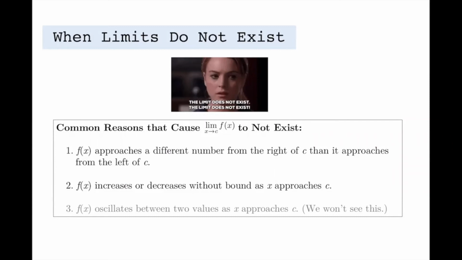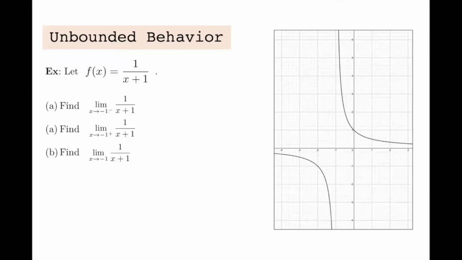The second reason that we have a limit not existing could be unbounded behavior as you approach a certain number. Let's take a look and see what that looks like. In this example, we have the function f of x equals 1 over x plus 1. We're going to find three limits. First, the limit as x approaches -1 from the left-hand side, then the limit as x approaches -1 from the right-hand side, and then talk about the two-sided limit.